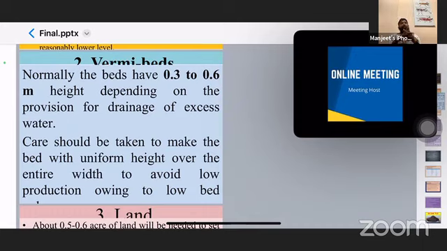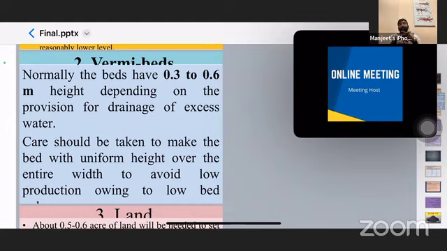So second is the vermi beds. Vermi beds are the uplifted area on which we create the beds by spreading the raw material like cow dung, etc. Normally the bed has 0.3 to 0.6 meter height, depending upon the provision of the drainage of excess water, because aeration is much needed in this type of bed.